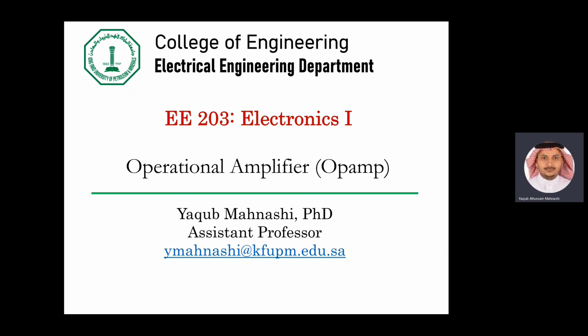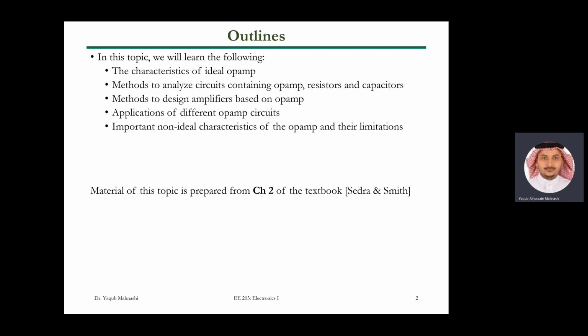The first topic in the electronics course will be about the operational amplifier. Today we'll start to look at the characteristics of the ideal amplifier, the methods to analyze circuits with Opamp, and also later, inshallah, we'll try to look at methods to design circuits with Opamp. Maybe we'll have one or two examples today, but we'll continue on that later.